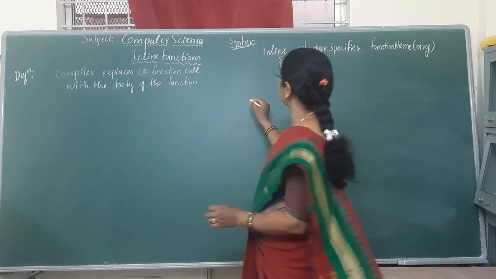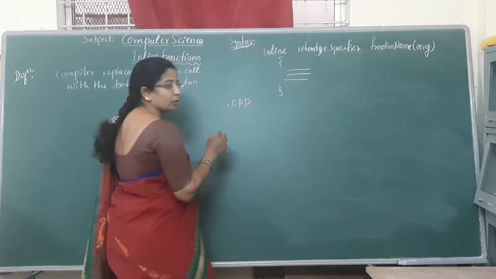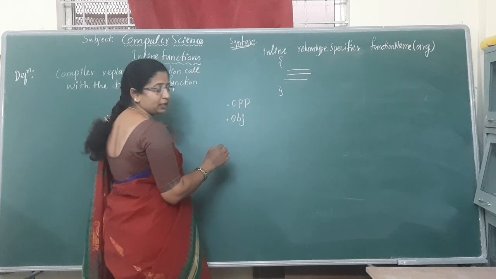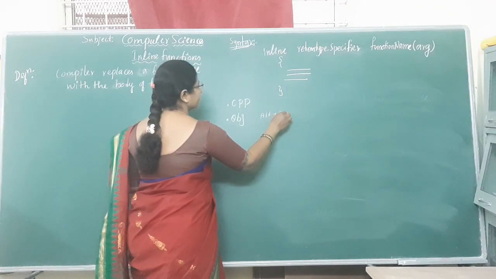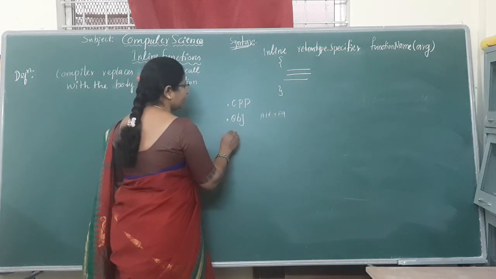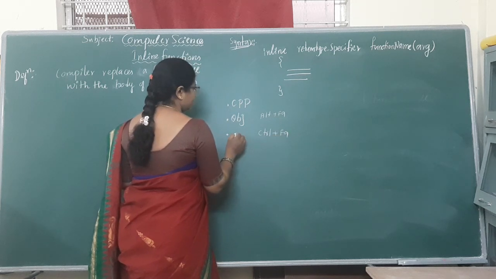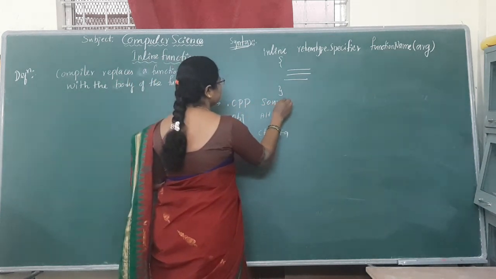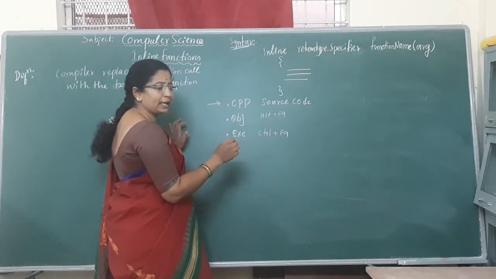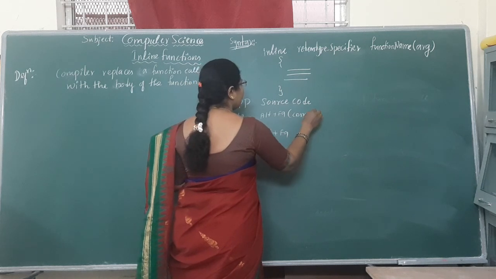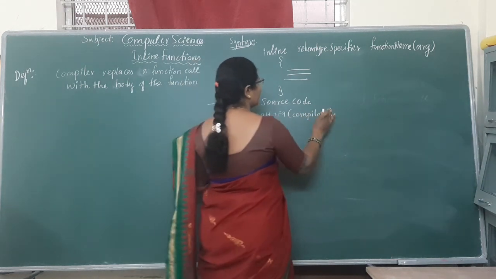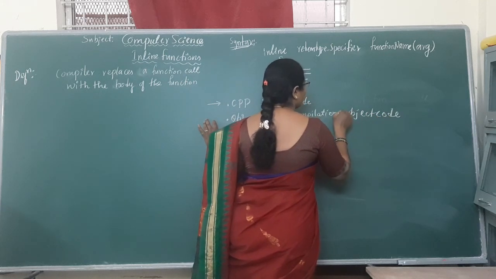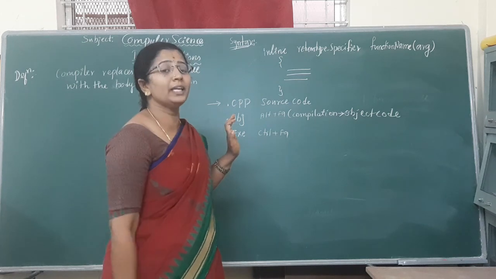Object code. This is your original .cpp file. Once you execute, your program is converted into an object file. Once you press Alt F9, your object code is created. Then once you press run, the exe file will be executed. The file you create is called source code. Once the source code is completed, we do compilation. While compiling, your object code is generated. This object code size is considerably reduced in an inline function.